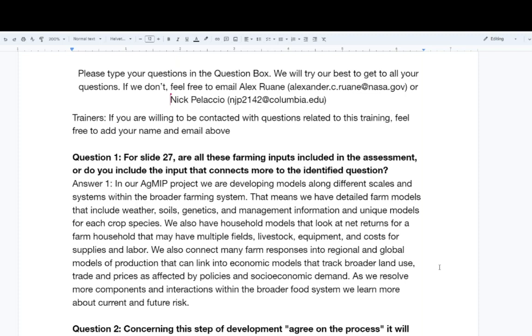Here, seeing much more influence from government policies and the socioeconomic demand. So by building up elements of each of these components of the food system and then linking them together, we can resolve more interactions and learn more about the current and future risks. Certainly, we're not covering every single possible thing, but we are trying to capture the main crux of the challenge.